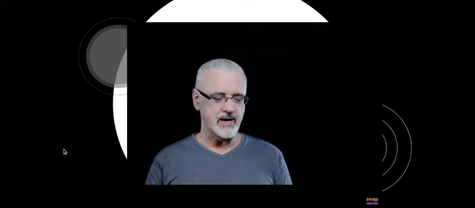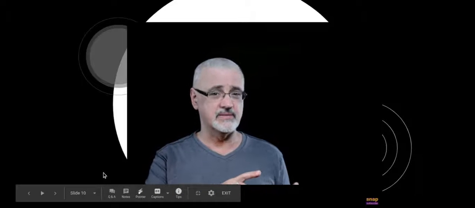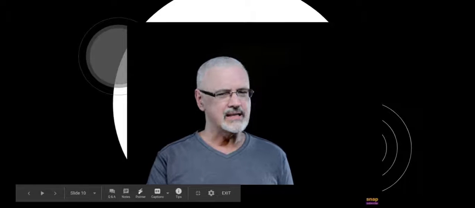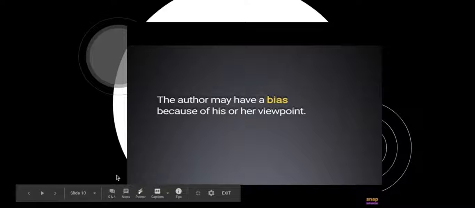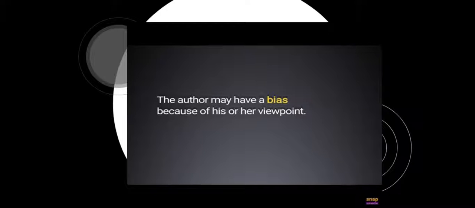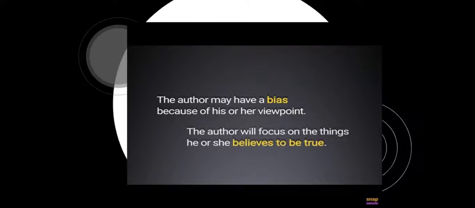So you can use context clues to identify the author's point of view. Once you do, you can understand better why the author may be focusing on some things and leaving other things out. The author may have a bias because of his or her viewpoint, so the author will focus on the things he or she believes to be true.